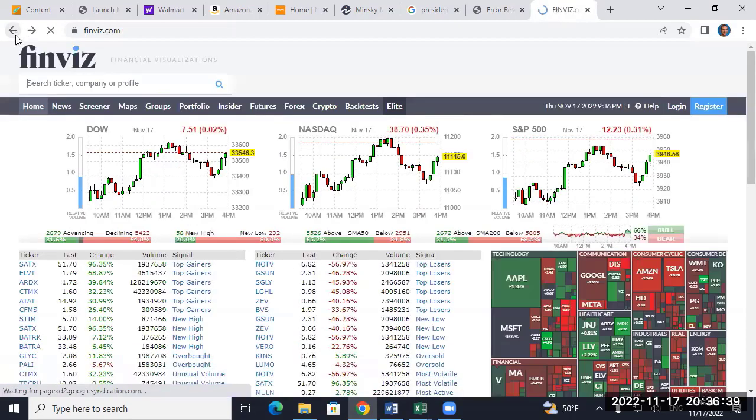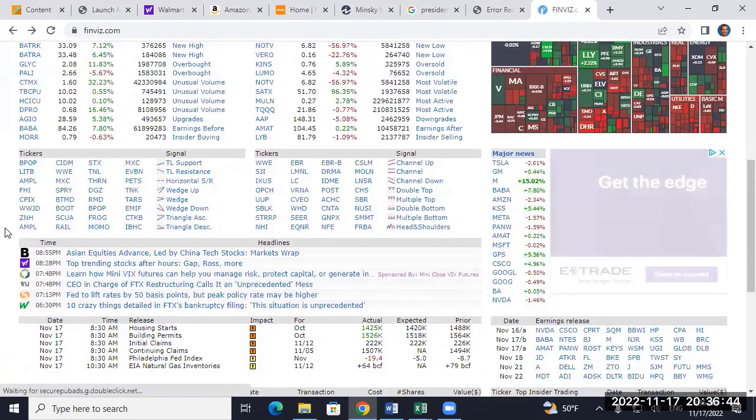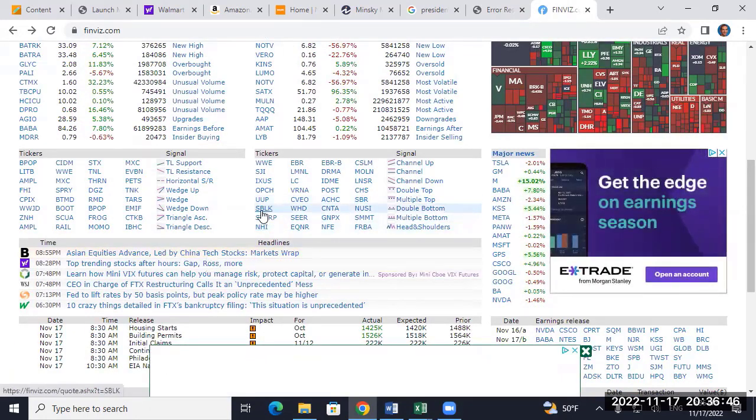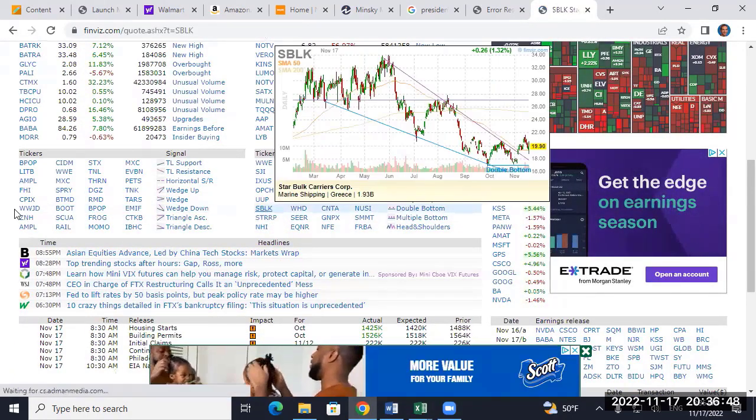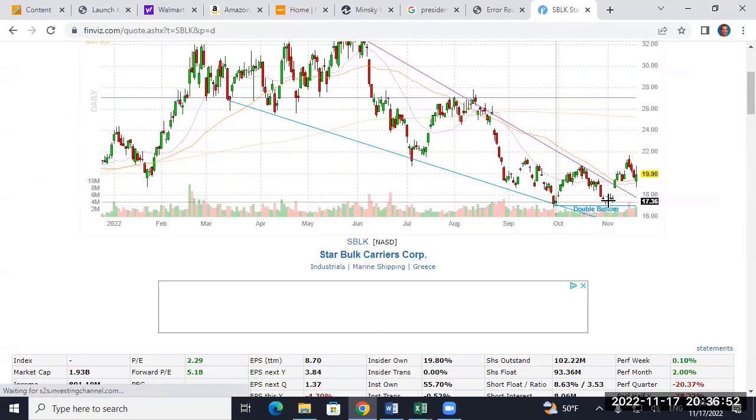That was not a very good one. Let's see if I can find a better one. I'm trying to find a company I know, but I don't see one. Double bottom, let's see what that looks like. What does a double bottom look like? Yeah, there's a double bottom.